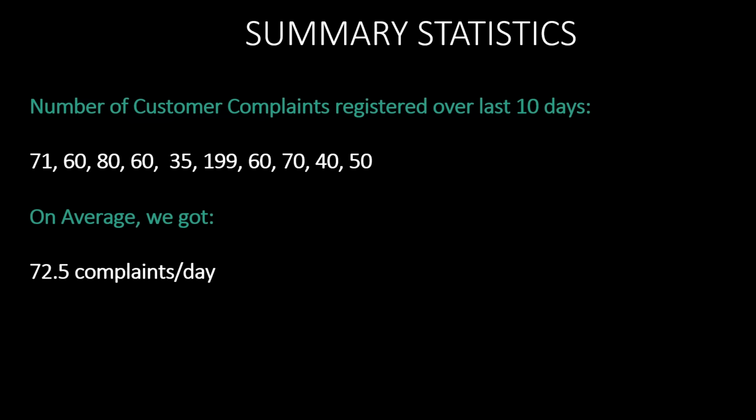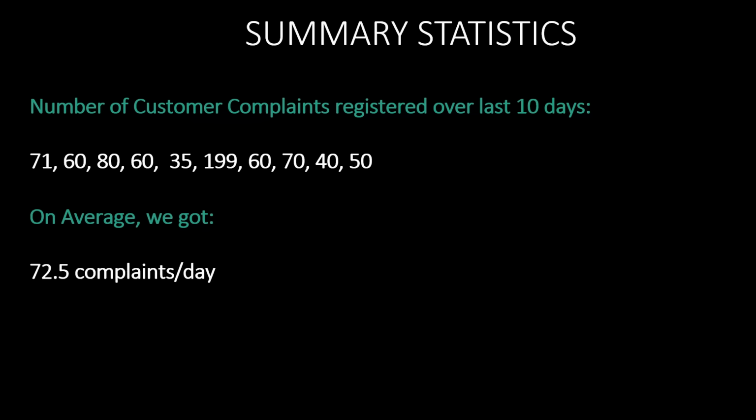You mostly are getting 70 or 40. So the 72.5 complaints per day is very close to your second highest value. So your average is equal to the second highest. In this case, 199 is an outlier. If you include the outlier values in your analysis, your data is going to be skewed towards one end. In this case, since we have added a higher value, our data is skewed towards the right side.